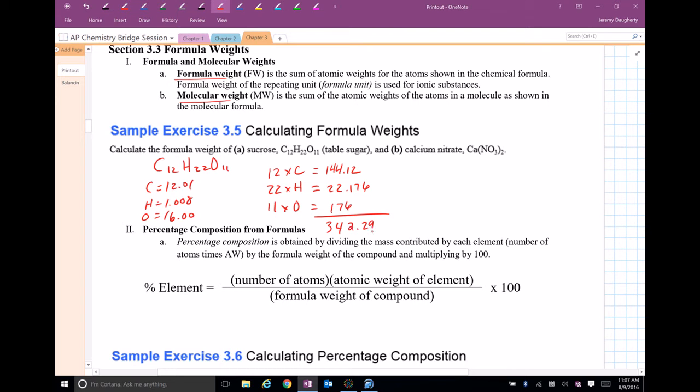Now I want to have 4 significant figures. All of my weights have 4 sig figs, so I would want to actually put this at 342.3, and that's grams per mole. Units are important. Make sure you're putting units in with everything.